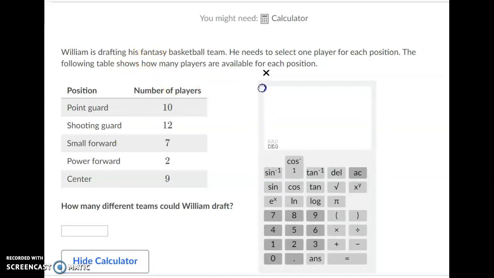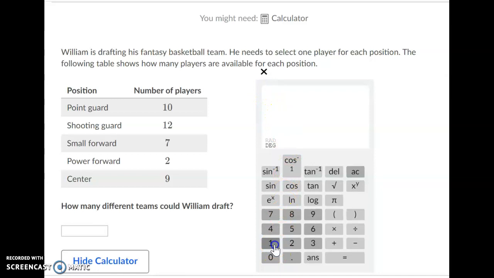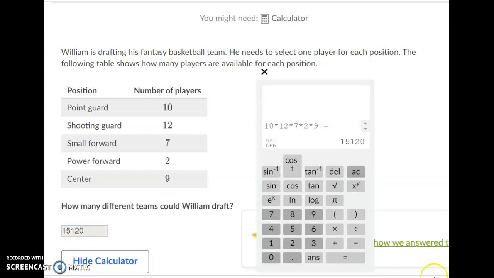Of course, the calculator is going to get in the way, but you can drag it over. So we have 10 times 12 times 7 times 2 times 9, which is 15,120. That's a lot of possible combinations. 15,120. And when I check that, well, you got it right. Good thing they had a calculator.